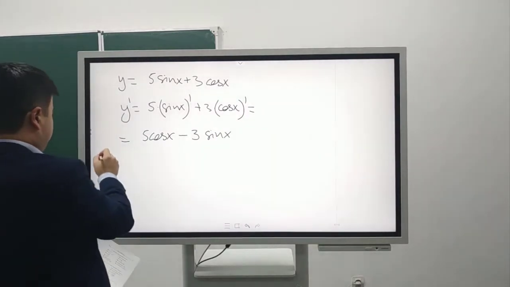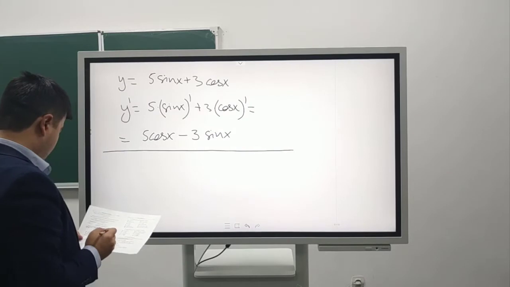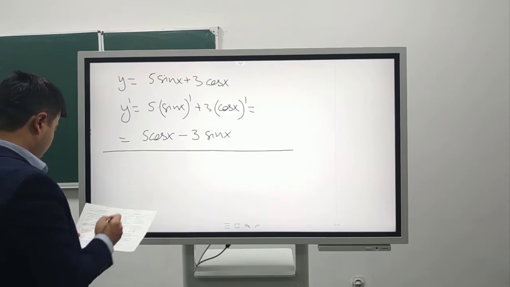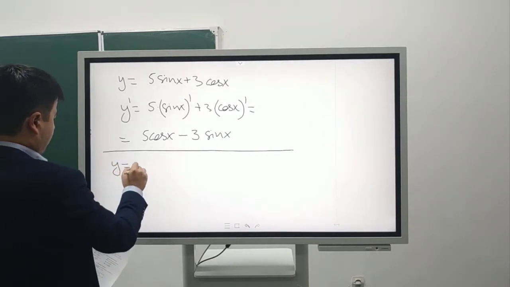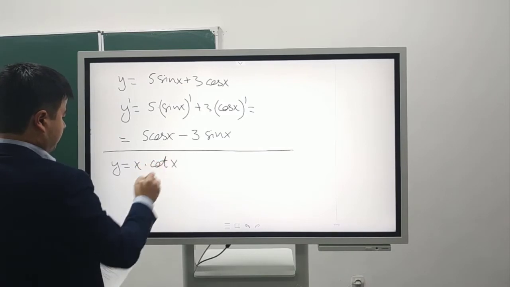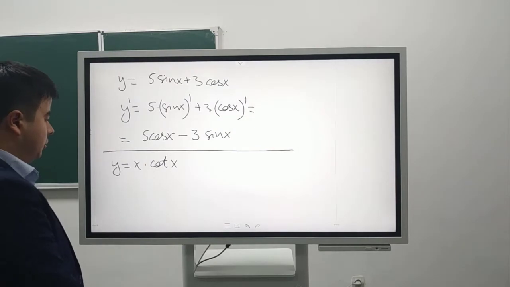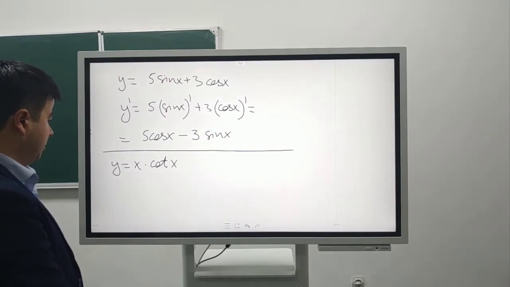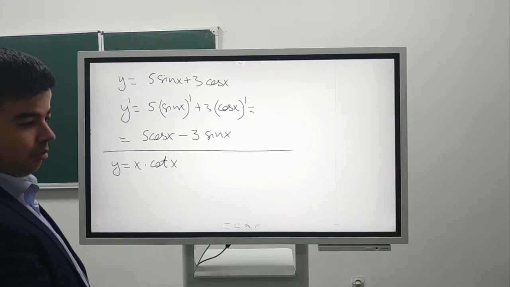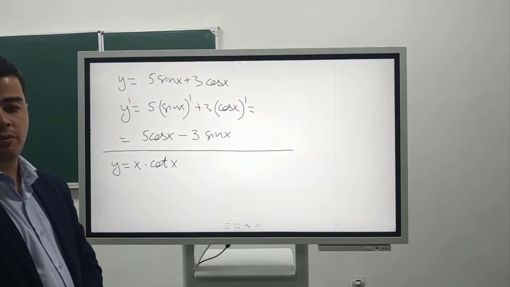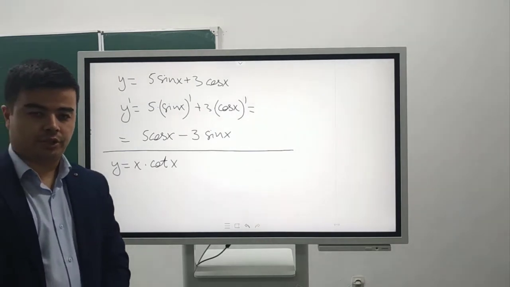The next example. Okay, so y is x times cotangent x. How can we find the derivative of this function? Here we need to use the basic rule of finding the derivative of a product of two functions.